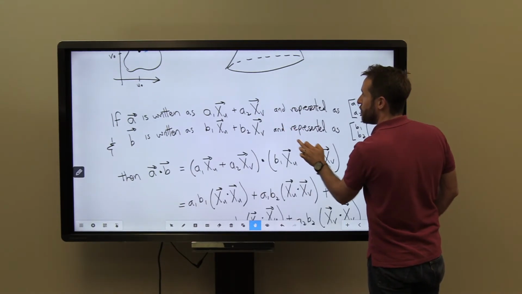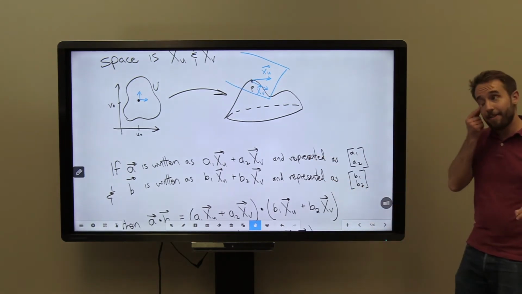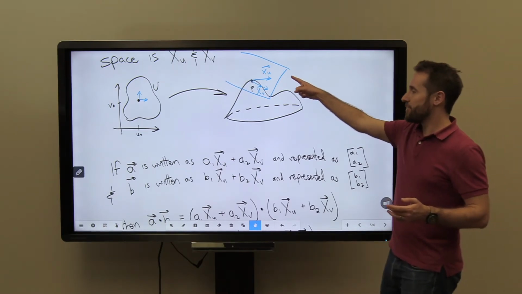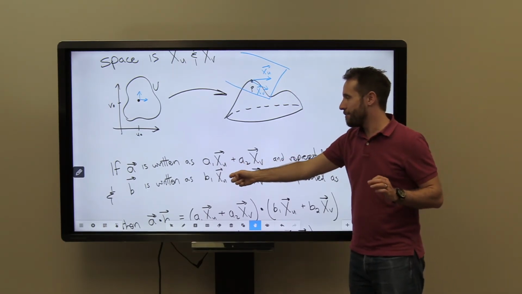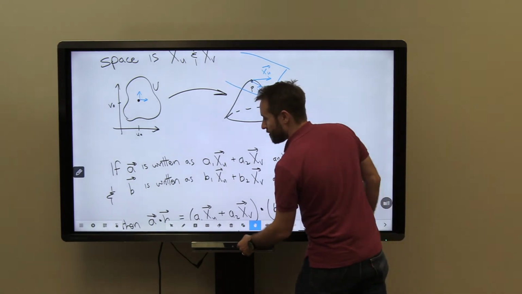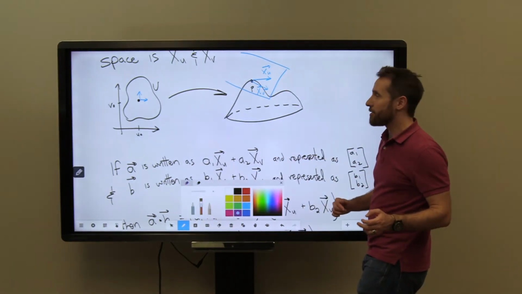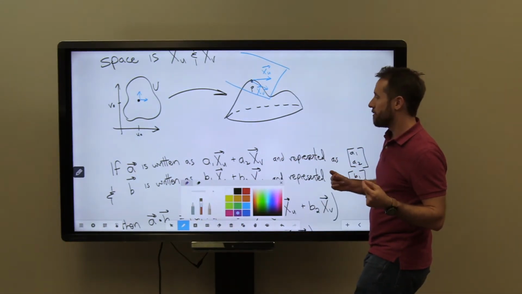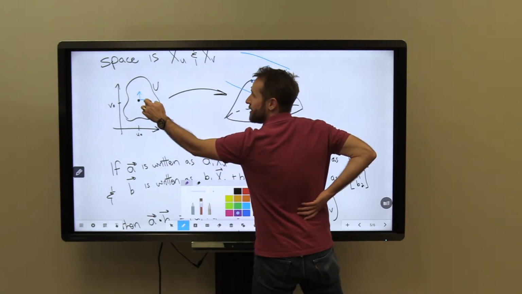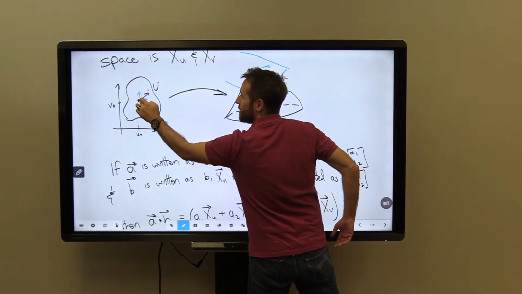Now, with that being said, if I take a vector A or a vector B from this tangent plane, I can write it as a linear combination of x sub u and x sub v. So maybe specifically, I don't want this picture to get too messy, but if I have a vector, let's call it A, that goes 1 unit in this direction and 1 unit in this direction, that's like this vector right here.